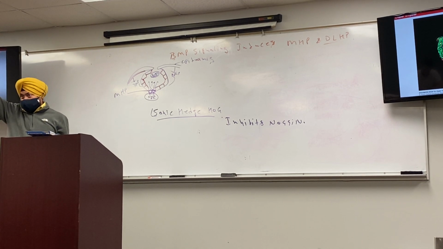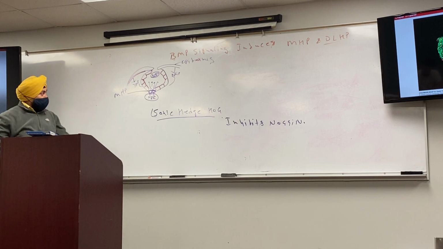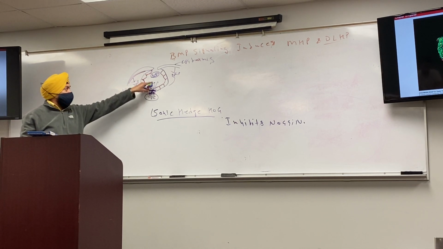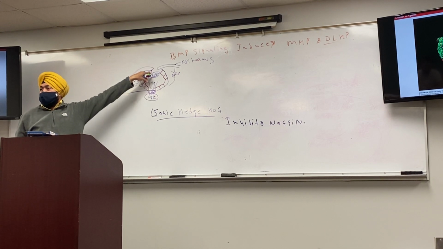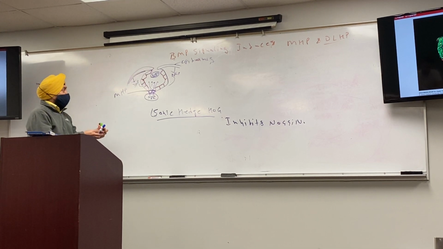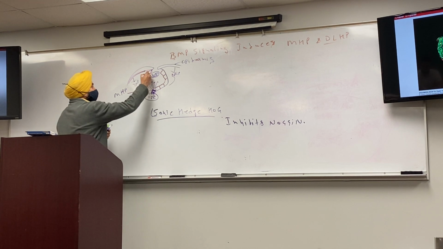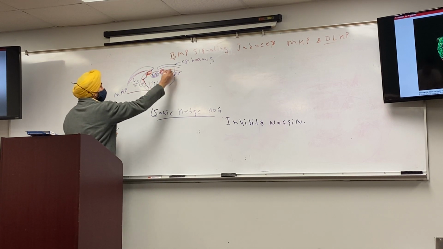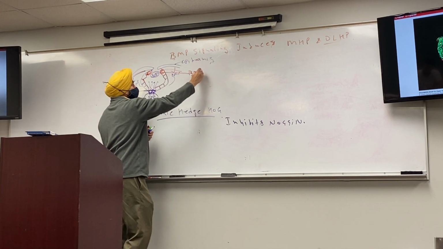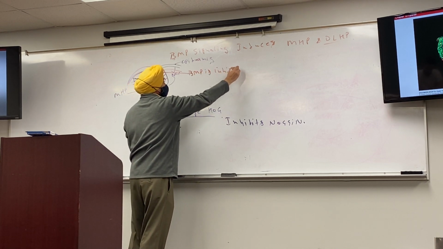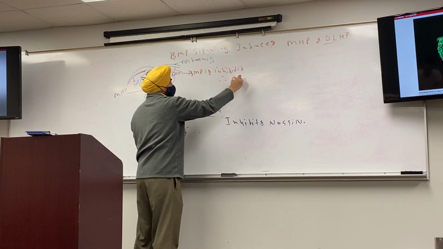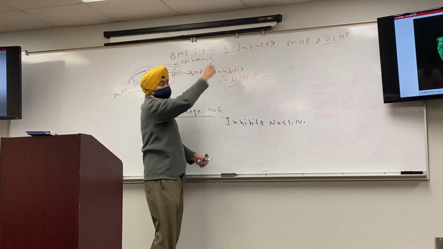But Noggin can reach, right? So right here on this side, because sonic hedgehog cannot reach there, BMP is also inhibited at this point. So here also BMP is inhibited. And therefore dorsal hinge cells are formed.